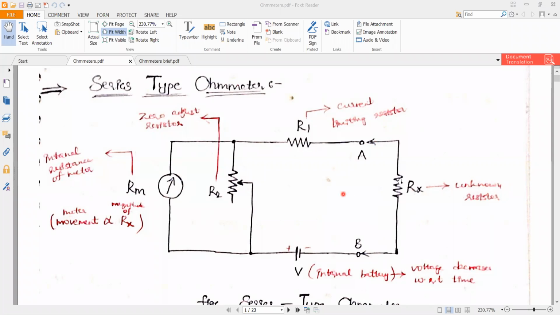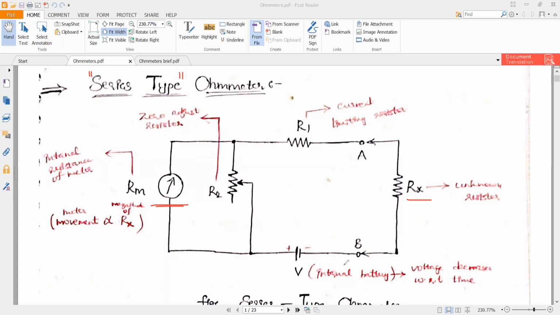Therefore, I can treat this unknown resistance as connected in series with this PMMC meter. Therefore, I am going to treat this as a series type ohm meter, and we will see them one after the other.